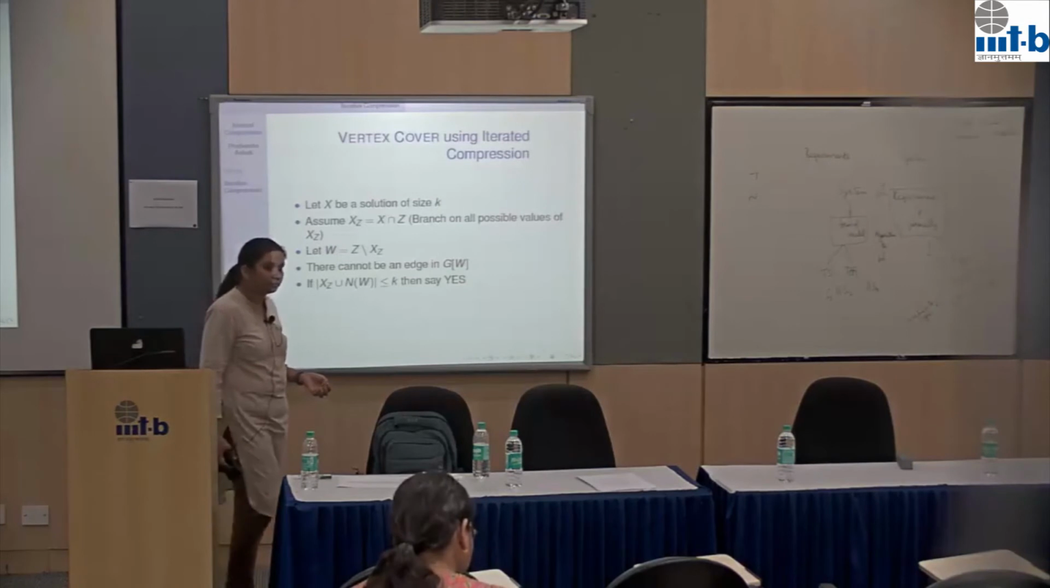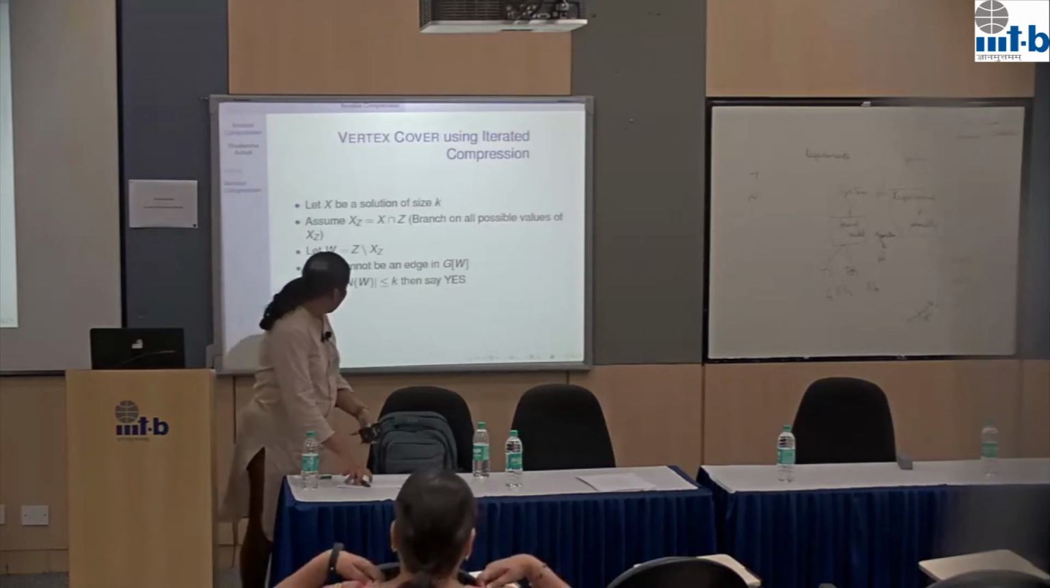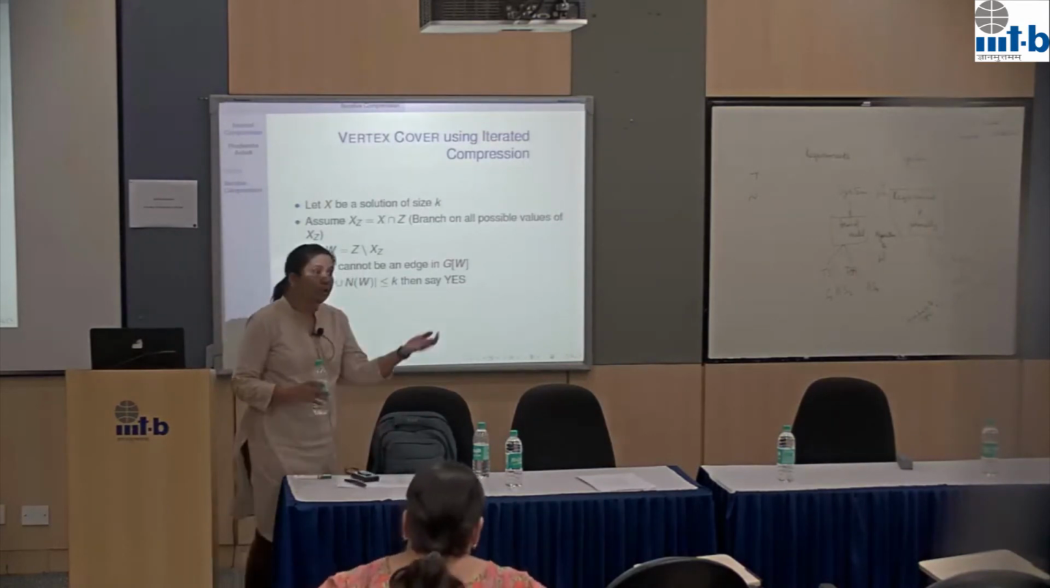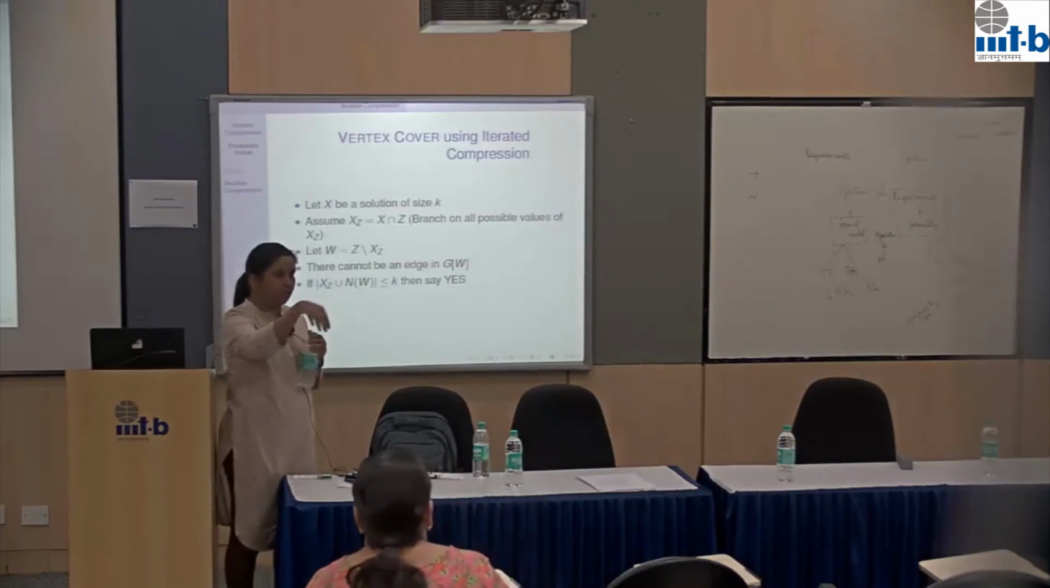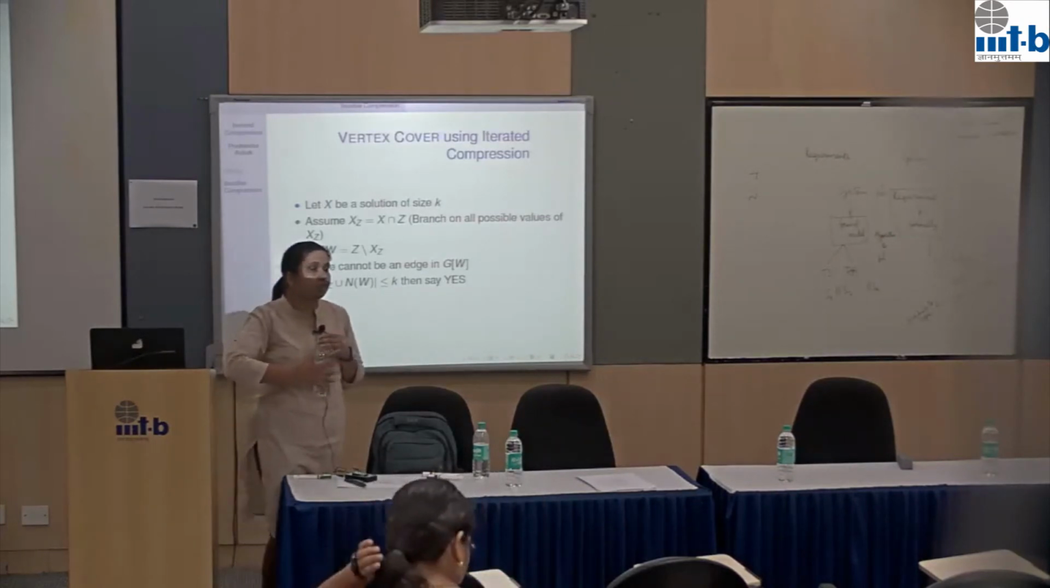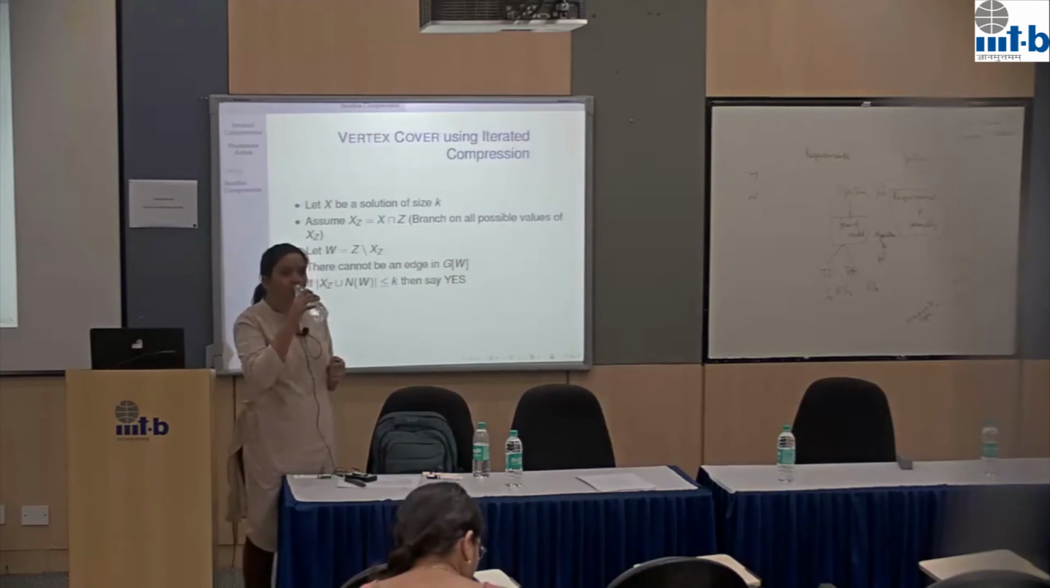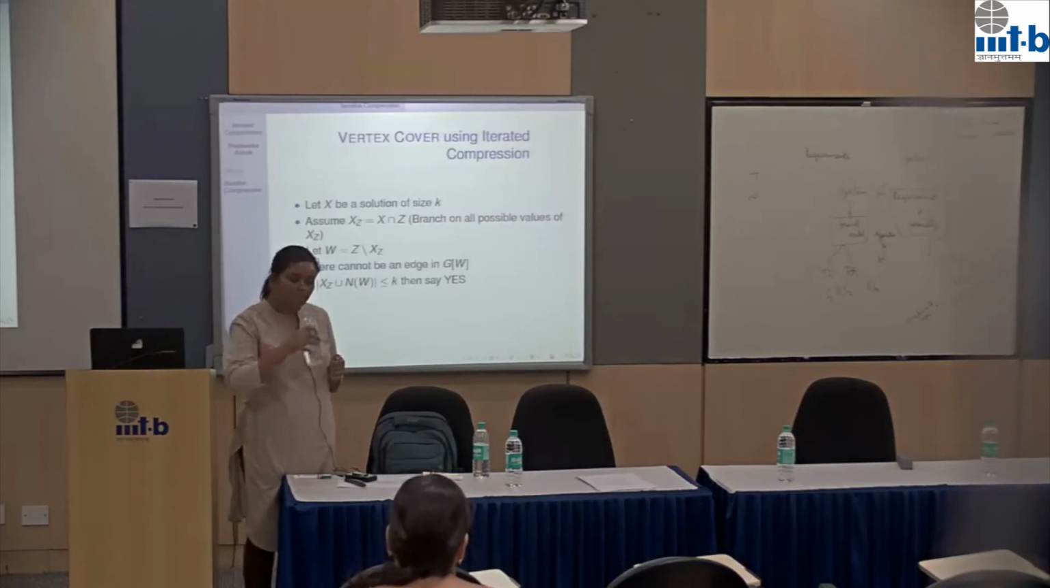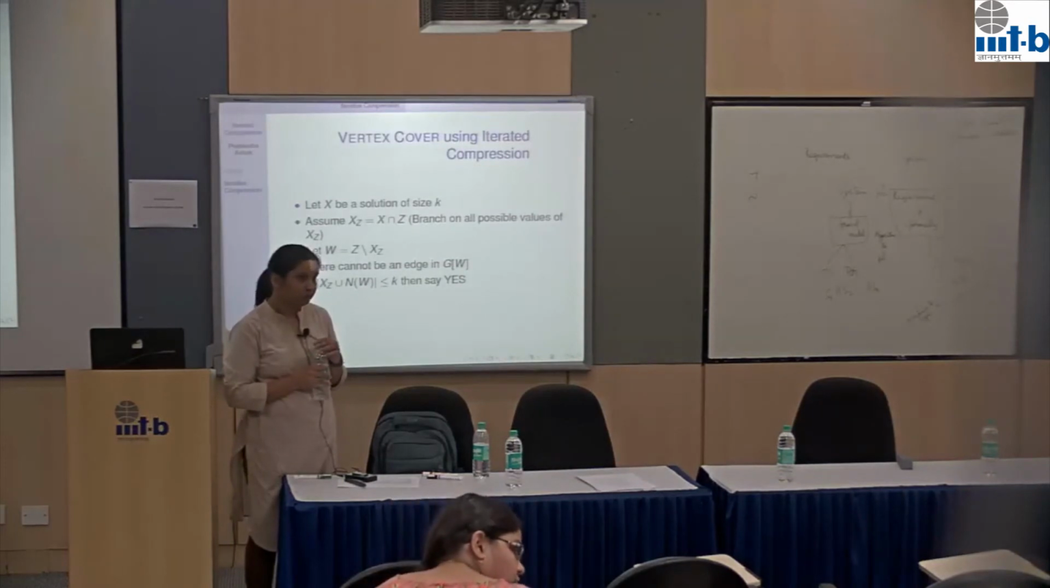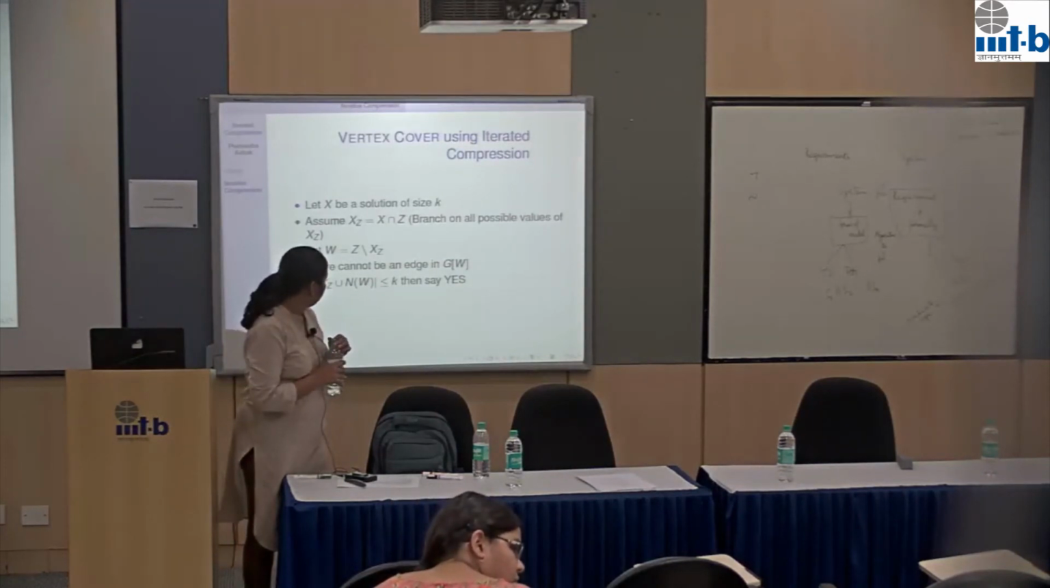NW stands for the neighborhood of W. For every vertex, what are the neighbors? The set containing all the neighbors. That means one inside and the other outside. So how can the union of the neighborhoods of W be less than k? How can it be less than k?